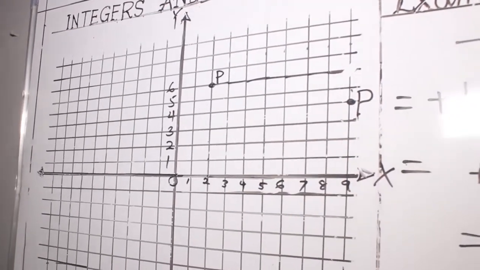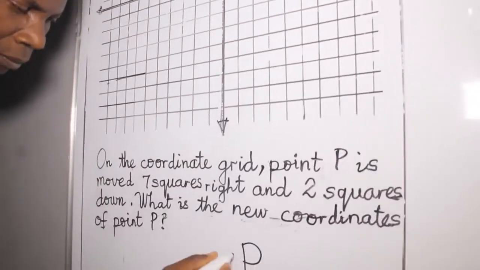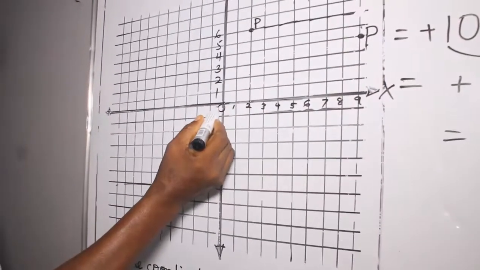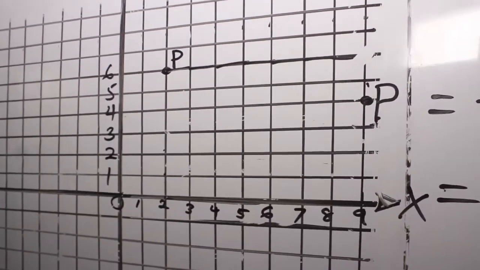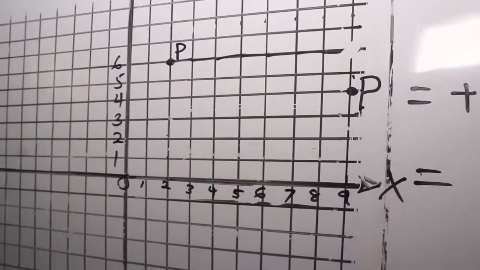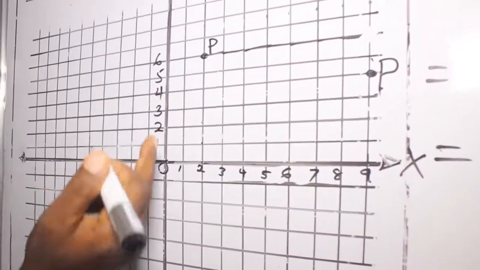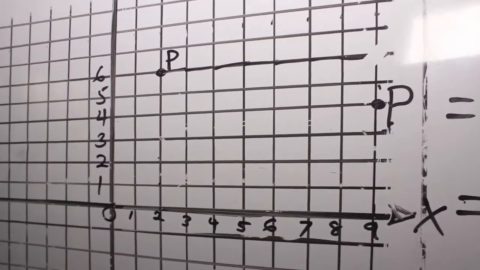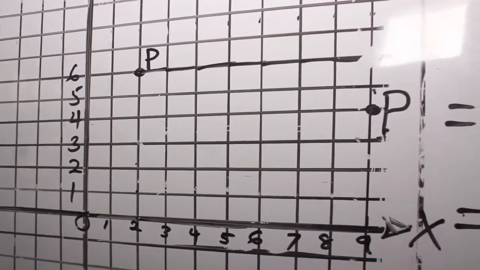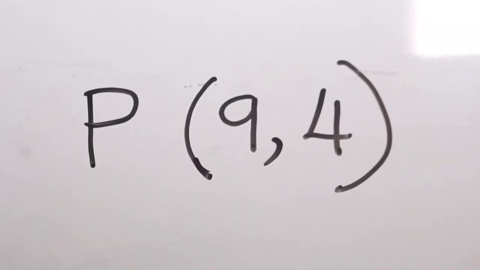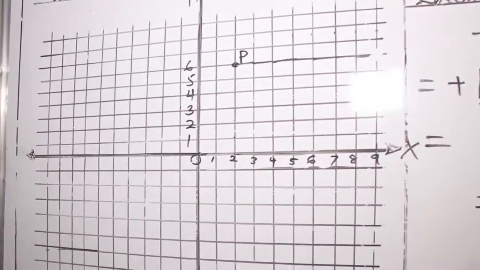What are the new coordinates of point P? Our answer is P. Trace this down to the x-axis, and that is 9. Comma. Trace this point to the y-axis, and this is 4. So 9 and 4 are the coordinates, meaning 9 on the x-axis and 4 on the y-axis will be the new point P on the graph above.